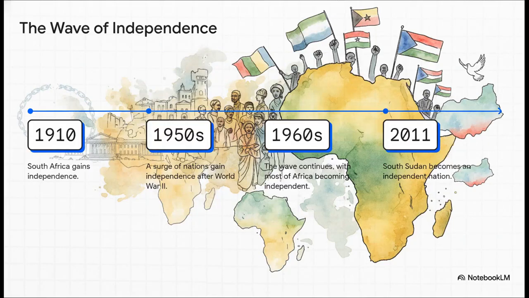And you can see the results right here on this timeline. It's pretty dramatic. A few nations got some form of independence early on, but the real explosion happened after World War II. The 1950s and 60s were just this huge, unstoppable wave of decolonization. Nation after nation demanded its freedom and got it.